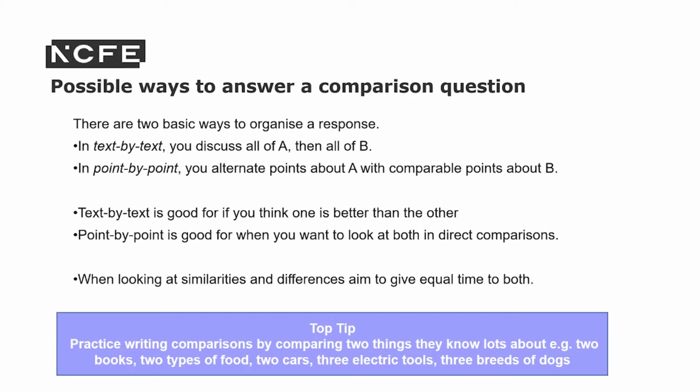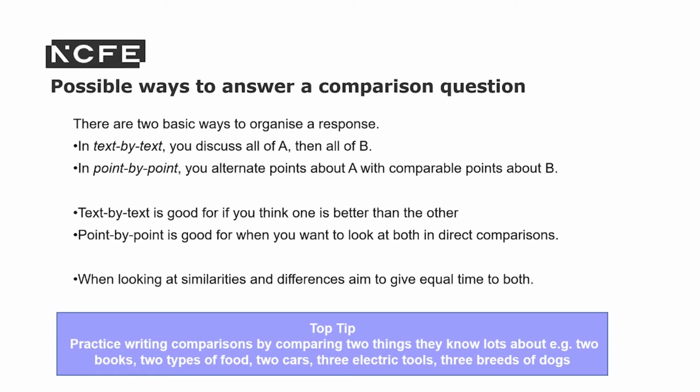One activity you could try would be to practice writing comparisons by comparing two things that you know a lot about. For example, two books, two types of food, two cars, three breeds of dog, three electric tools. So choose something that you're quite familiar with and get used to writing comparisons about them. What's the same, what's different.